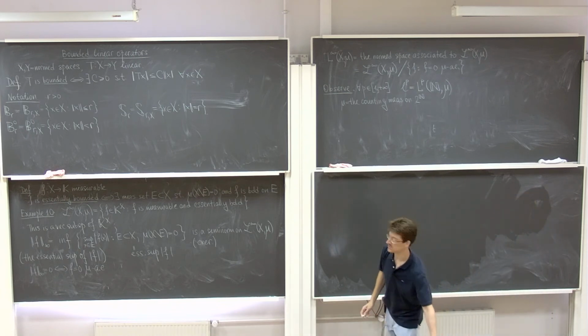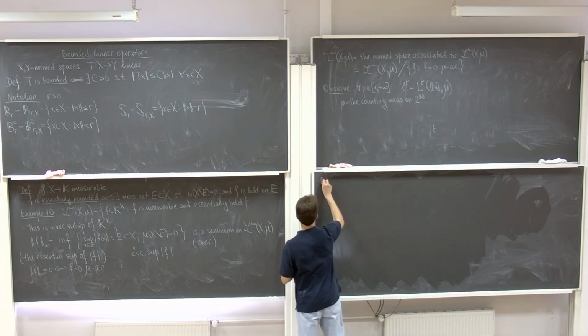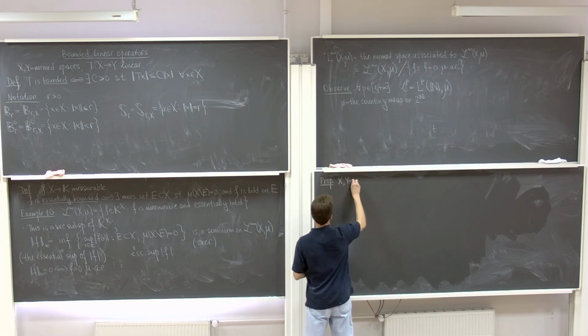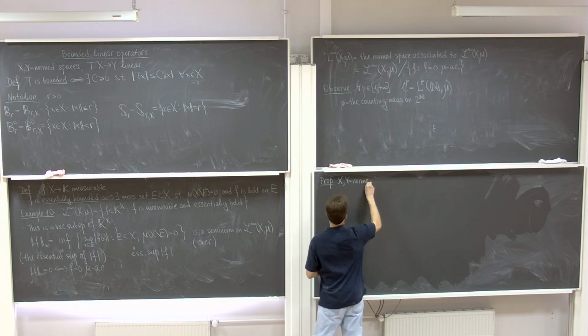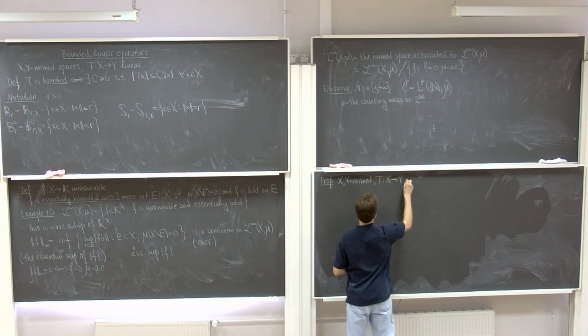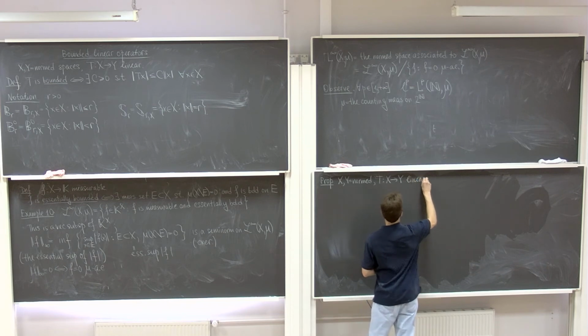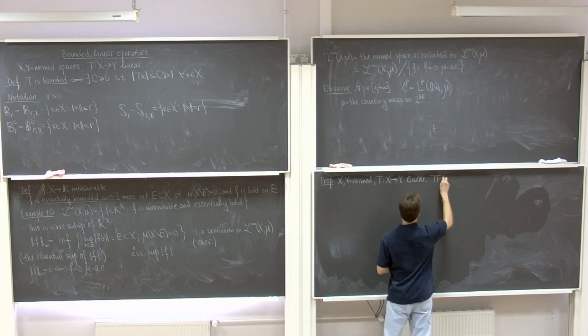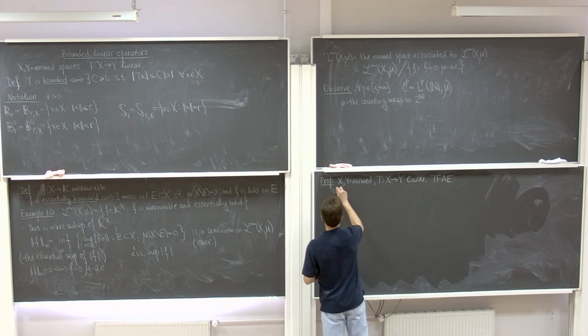And now we have the following simple proposition. Suppose that X and Y are normed spaces, and T is a linear operator from X to Y. Then the following conditions are equivalent. Condition 1, T is bounded.